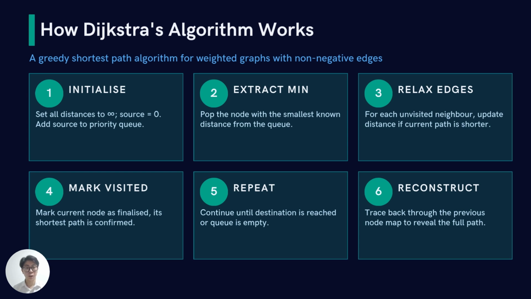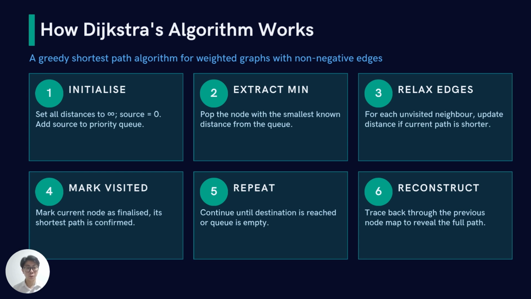Then comes relaxing edges. For each unvisited neighbor of our current node, we check, is the path through this node shorter than what we already know? If yes, we update the distance. After that, we mark the node as visited. Once a node is finalized, its shortest path is confirmed and we never revisit it. This is also why the algorithm breaks down with negative weights. A finalized node can't be reopened.